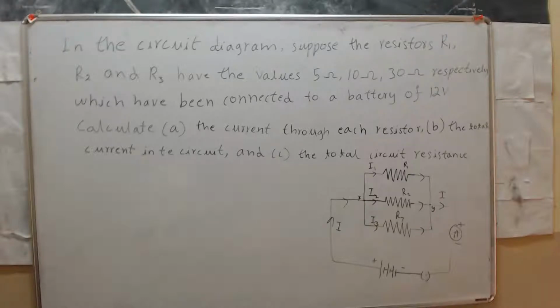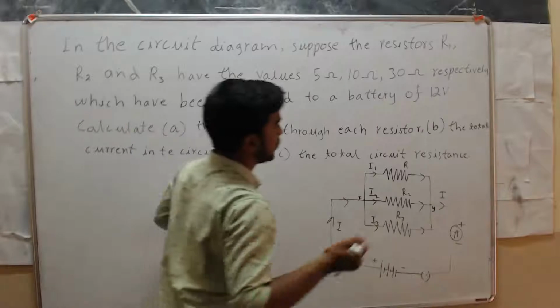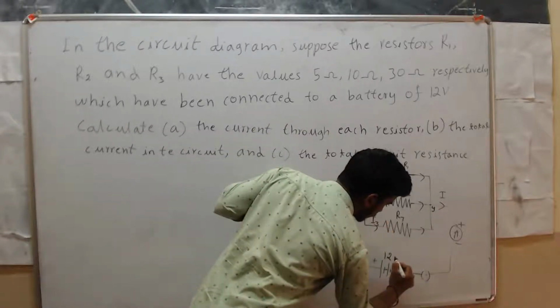Here Sangeet has already answered. Total current is 4 ampere. Yes, so total resistance is 3 ohm. Okay, let's check. First one, what is the total voltage? That is 12 volt.